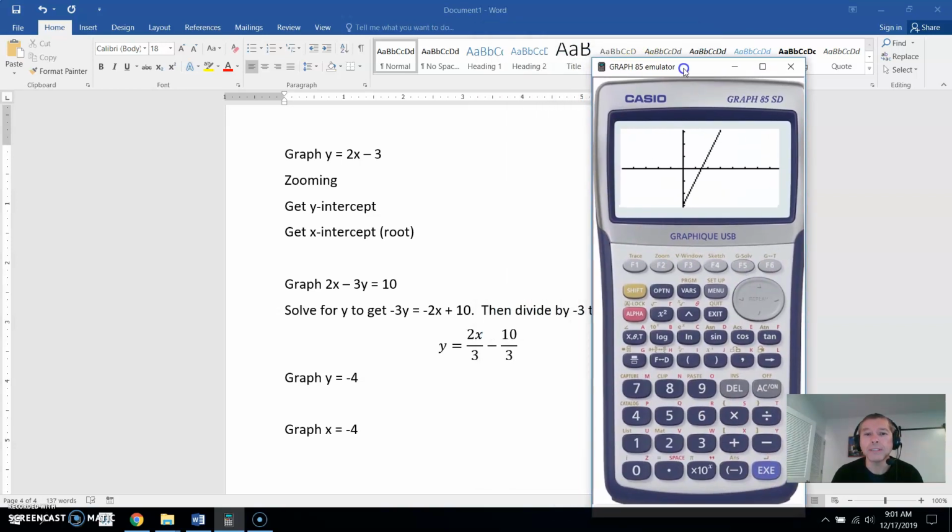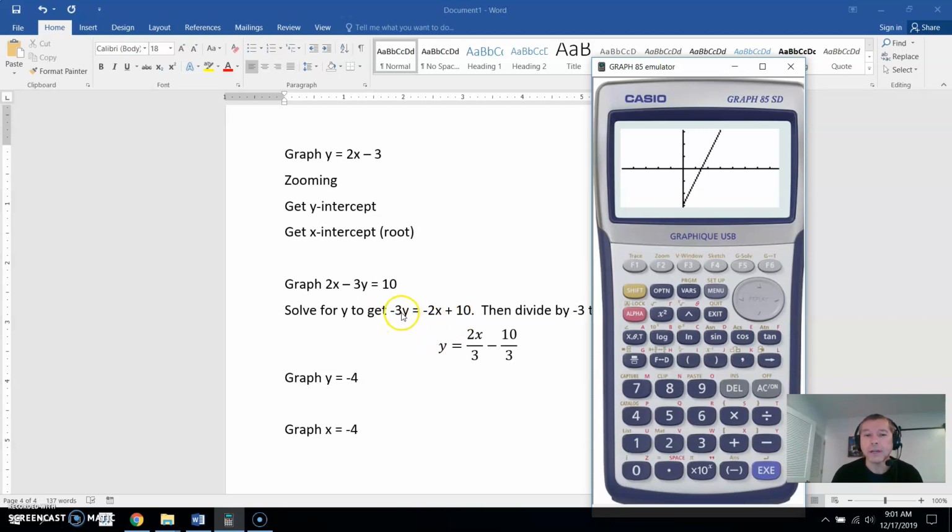Now if you have an equation like this that's not solved for y, you have to solve it for y first. So to solve this for y, I would first have to subtract 2x from both sides. That gives me -3y equals -2x plus 10. Then I'd have to divide both sides by the -3.